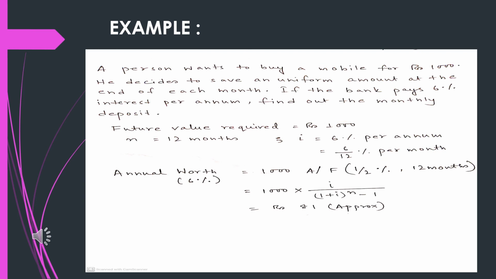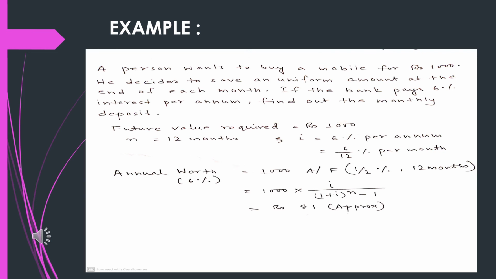So basically what is our aim? We need to find out the uniform amount which the person who wants to buy the mobile needs to save each month. That is a uniform and repetitive value, and a uniform and repetitive value always indicates the annual worth of any value. And definitely the person who needs to save is gathering money for the nth period of time, or the future period of time.